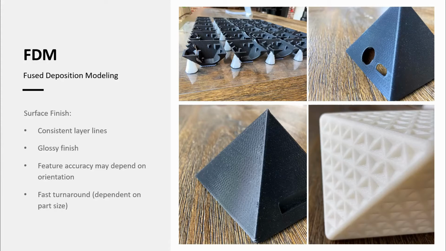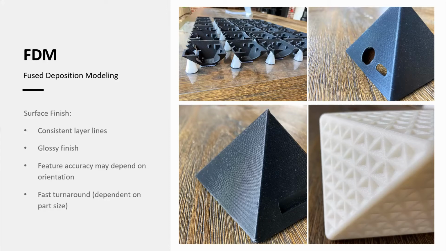And oftentimes the accuracy of the features on FDM parts is dependent on the orientation that the part is printed in. For example, you can see in the upper right image on the slide, a round hole that's printed in the vertical face of the part can sometimes have some distortion along the edges due to those layer lines, whereas the same hole, if printed on a horizontal surface, may not have that same distortion.